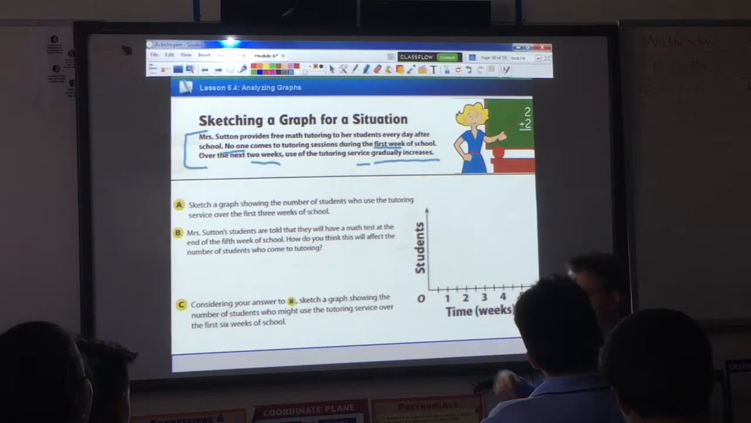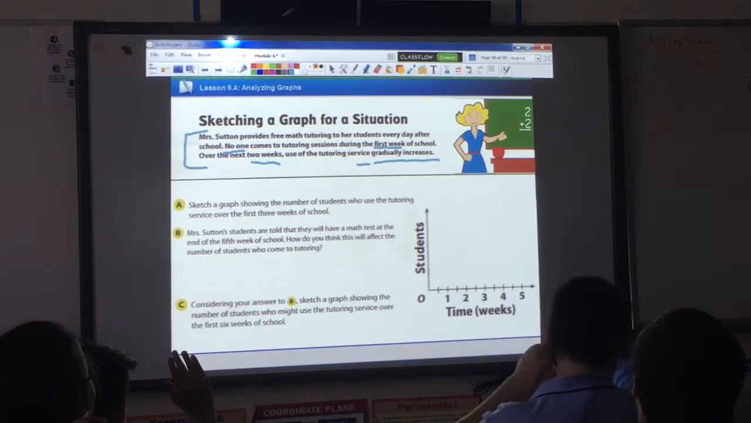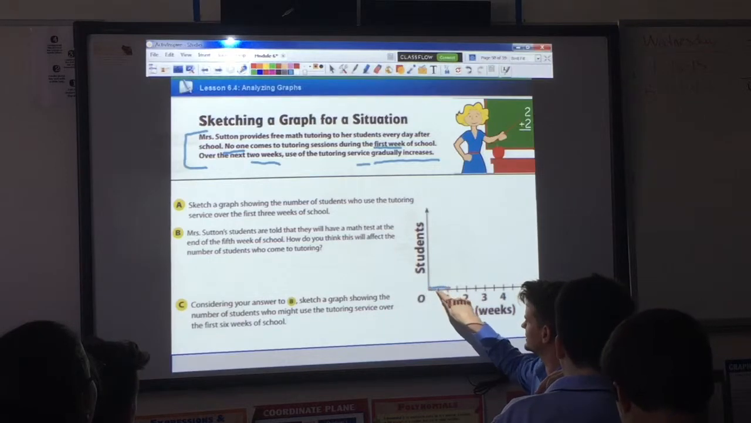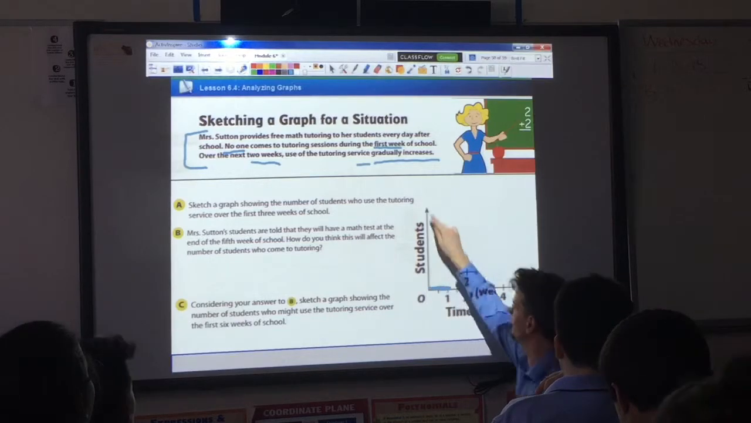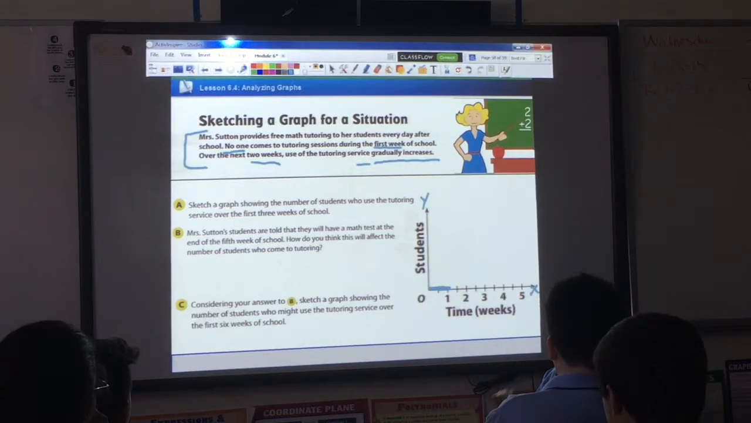So week 1, when I sketch the graph, what kind of slope does week 1 have? A 0 slope. So from 0 to week 1, it's a 0 slope. No students showed up. Notice that students is my output, time is my input. So for the first week, nobody shows up.